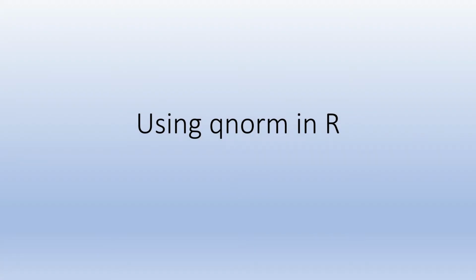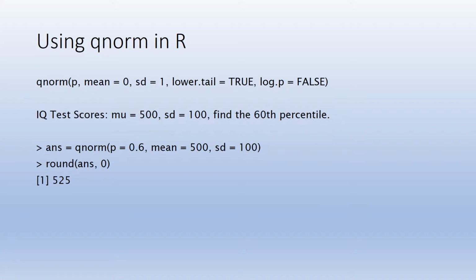The qnorm function in R is used to find a value along the x-axis that puts a certain percent of the area under the curve in one of the tails. The function has 5 arguments, just like the pnorm function. The first argument is p, and this is the area under the normal distribution in one of the tails.